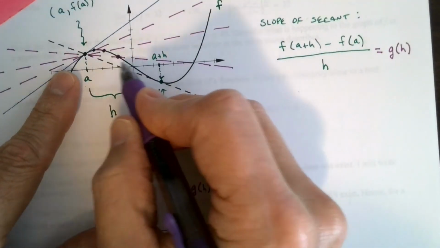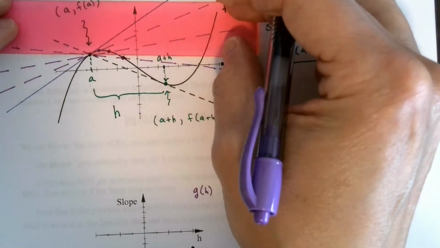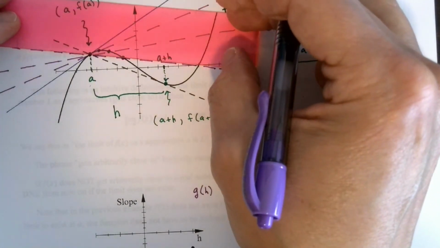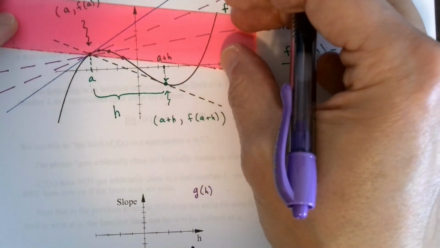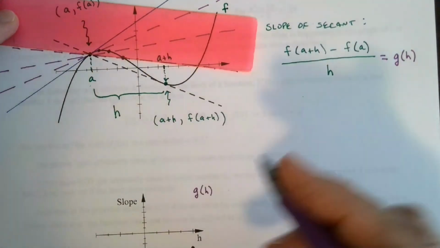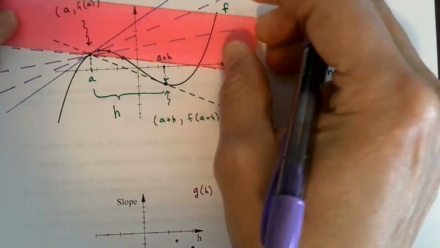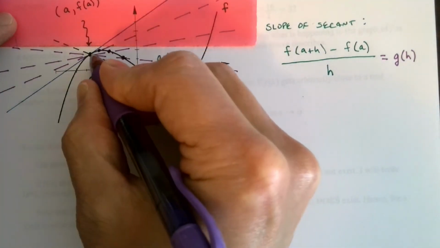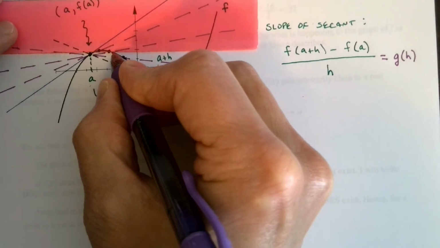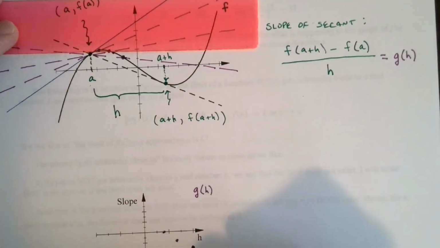As h gets smaller and smaller, the slopes of these secant lines begin to get less and less negative. So here we are on the original one. As we move to this one, we're still negative but less negative. So we continue to move closer and closer. In fact, somewhere right here, if we choose a point that is at the same height as the value at a, our secant line will be horizontal. It will have a slope of 0.